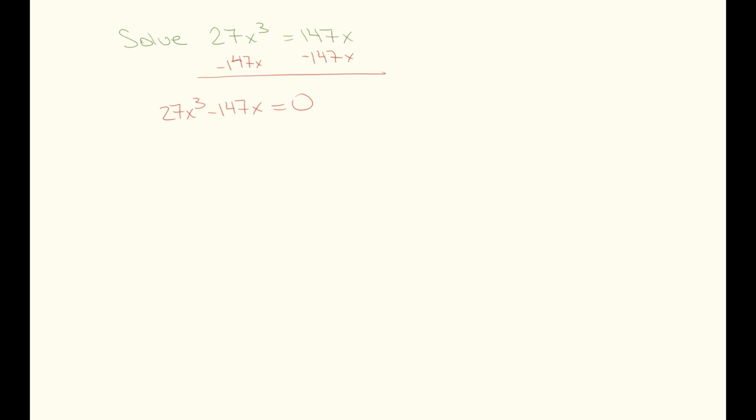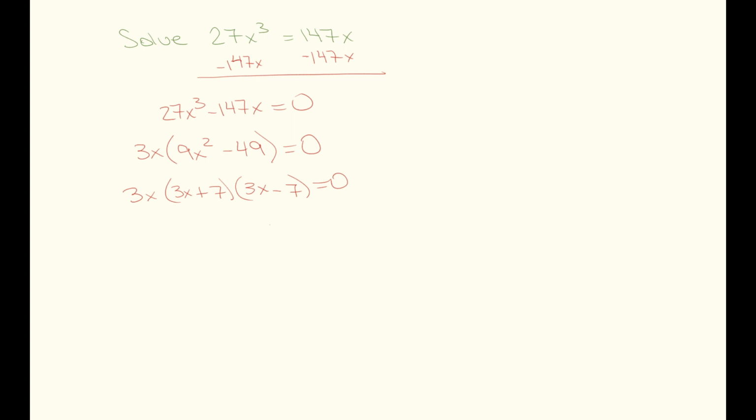Now I have to pull out the greatest common factor. So if I pull out the greatest common factor from these, I would pull out a 3x. When I do, I would be left with 9x squared minus 49. Okay, now you can see that 9x squared minus 49 is a difference of squares. So what times what is 9x squared? 3x and 3x. What times what is 49? 7 times 7. One has to be addition, one has to be subtraction.